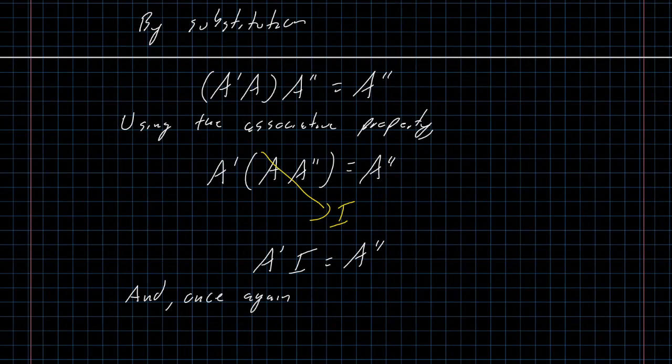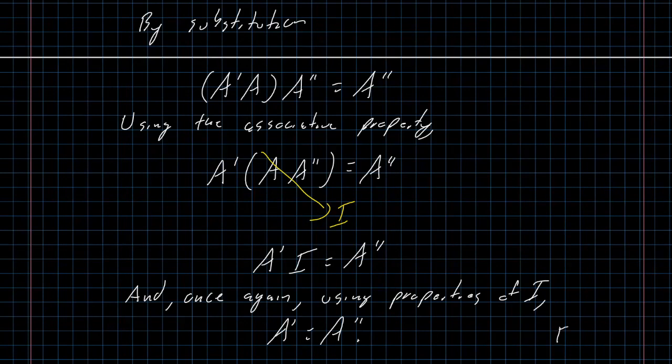So once again, using properties of I, it must be the case that A prime is equal to A double prime. Right? I love that construction of a proof.